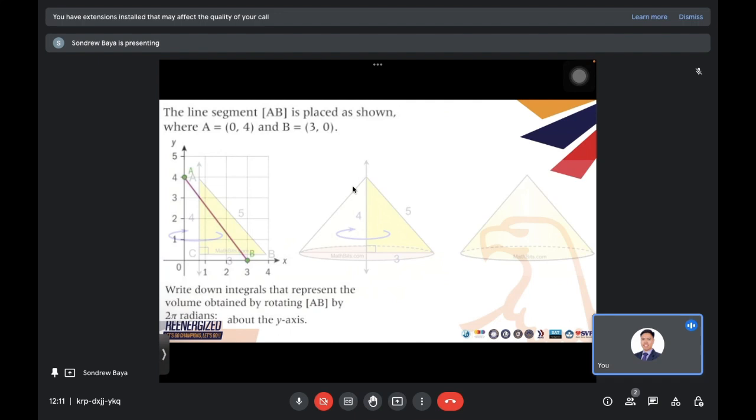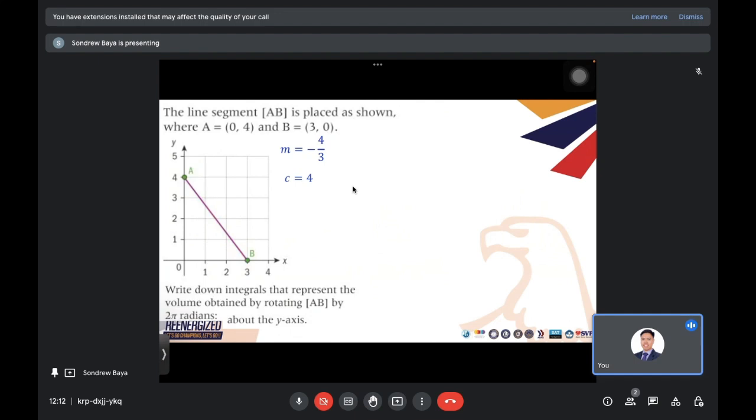Since it's a linear graph, remember that we can write an equation from a linear graph using the slope-intercept form y equal to mx plus c. So in this case, we need the value of m, which from the graph you can get equal to negative 4/3. And the y-intercept is the point at which your graph crosses the y-axis. Thus, your y-intercept here is equal to 4.